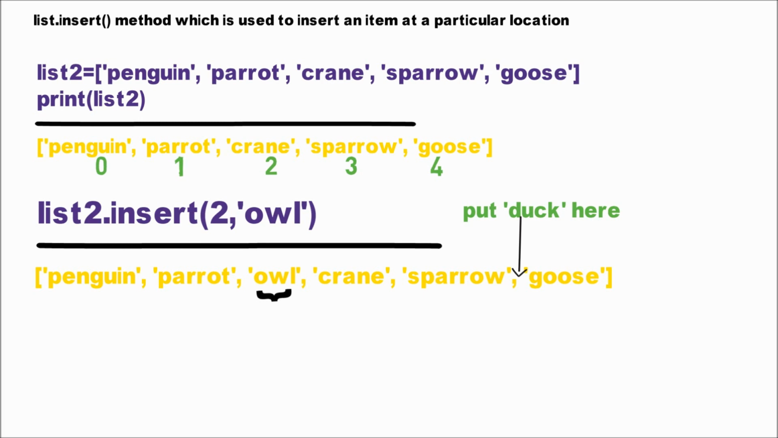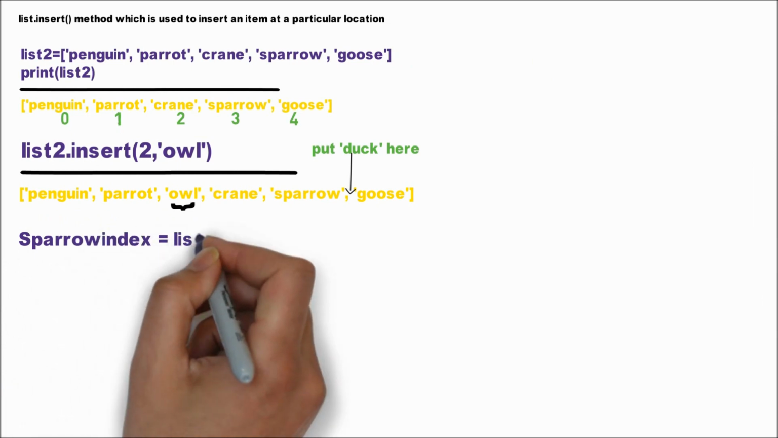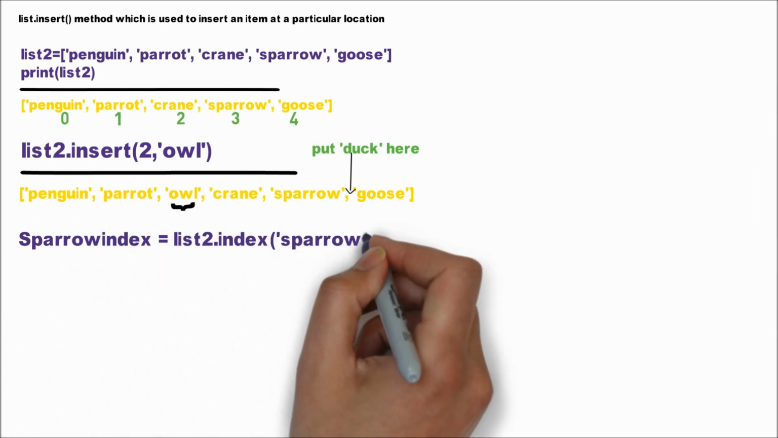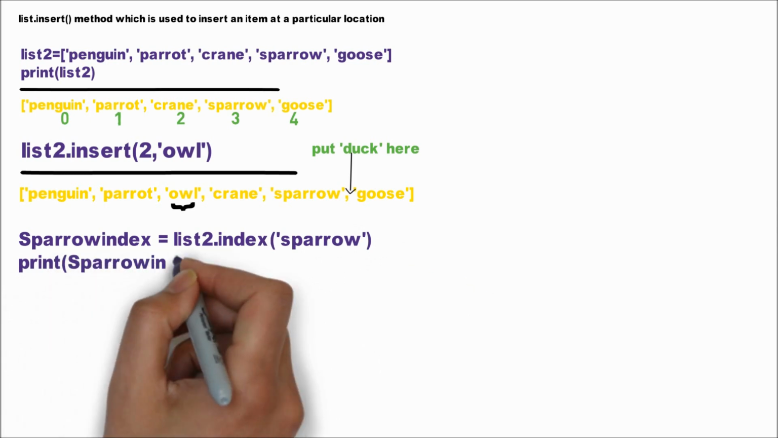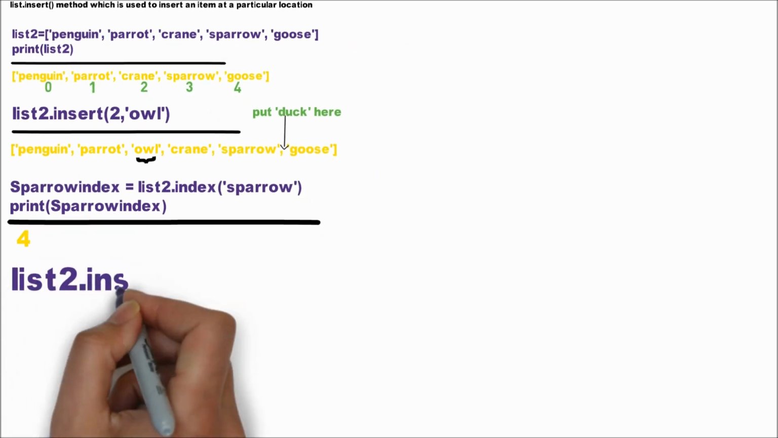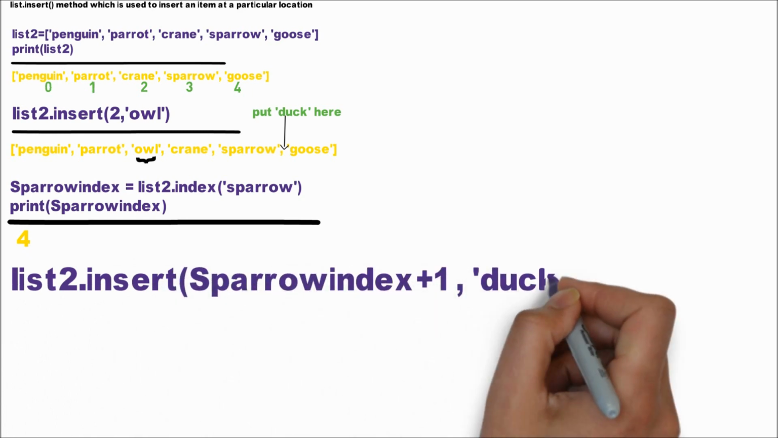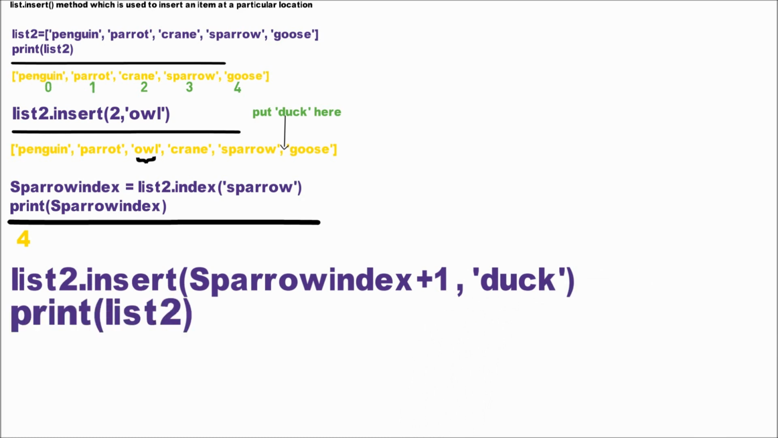In order to do this, we need to get the index of sparrow. The list.index method can be used to fetch the index of an item in the list. So let's use it. sparrow_index equal to list2.index of sparrow. We can see that the index of sparrow is 4. So in order to insert duck after sparrow, we need to insert it in the 5th index, which is nothing but 1 index more than sparrow. So let's write list2.insert(sparrow_index + 1, duck).